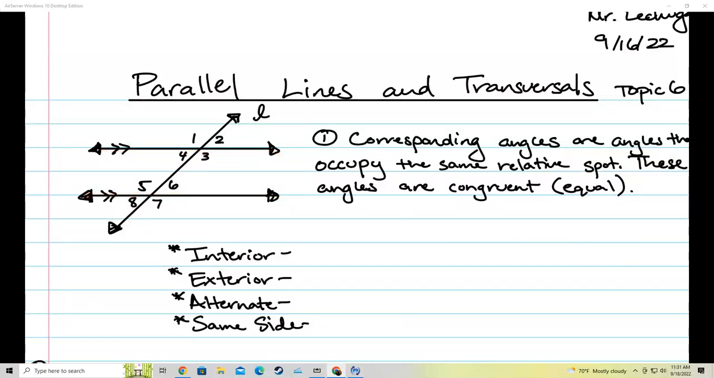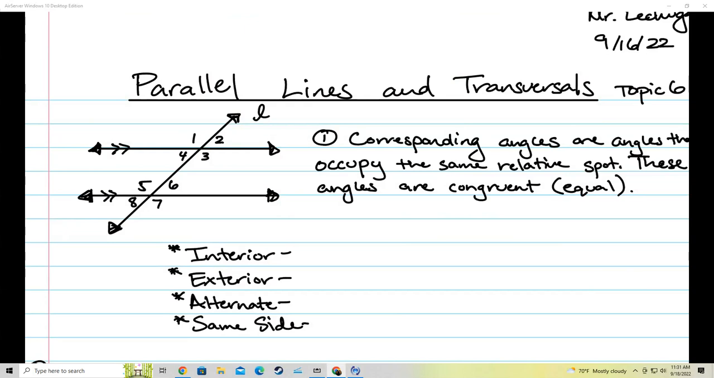And we're also going to be talking about transversals. Transversals are lines that do cross through two other lines. All right, so a transversal would be that line L over there. So, parallel lines are two lines that don't intersect. A transversal is a line that crosses over two lines. We're going to go ahead and go over the first theorem.